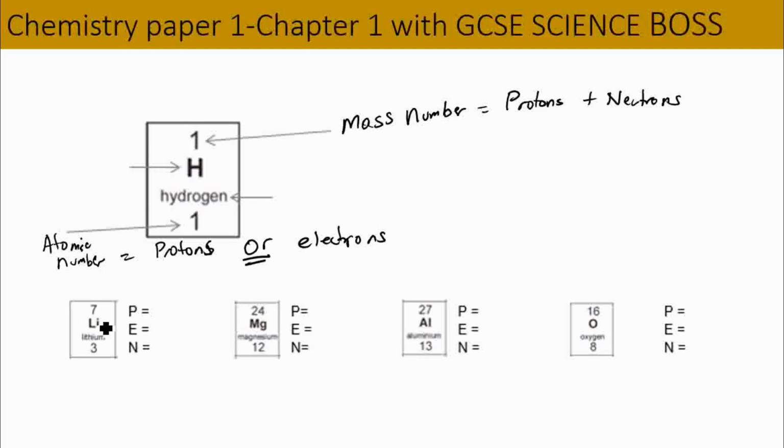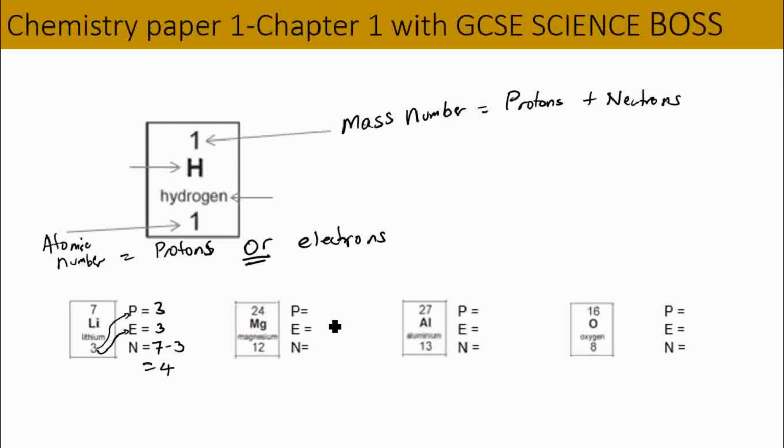So for example, let's look at some quick examples. Lithium 7 and 3, okay? So protons is going to be 3 because that's my atomic number there. My electrons are also going to be 3 because that's my atomic number there. Remember, atomic number is protons or electrons. And to work out my neutrons, it's going to be 7 take away 3, which is equal to 4. Okay? So to work out the number of neutrons, we always subtract the atomic number from the mass number.